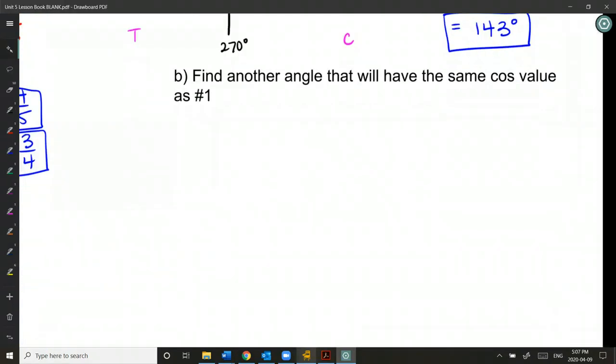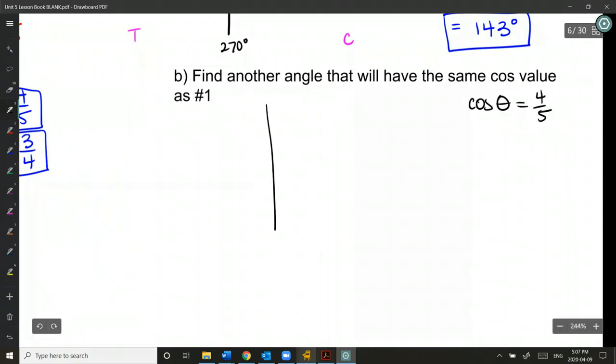Find another angle that will have the same cosine value as in example 1. So in example 1, we found that the cos of theta was equal to 4/5. So let's look at our quadrant grid.